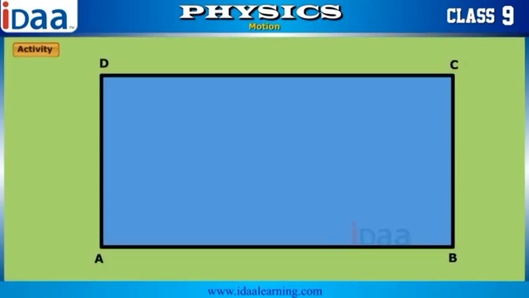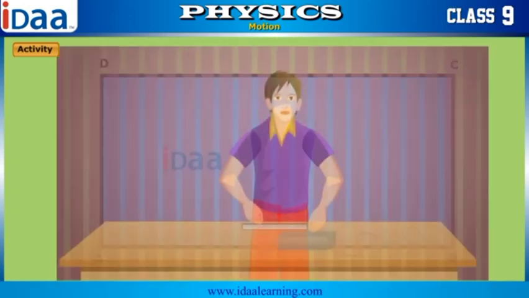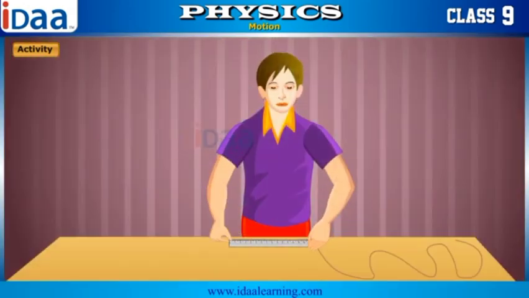For this activity, you will need a long rope and a meter scale. Choose a rectangular shaped place like a tennis court. Move from one corner to the other along the sides. Take the rope along with you when you are moving. After moving to the other end, use the meter scale to measure the length of the rope. This will give the total distance traveled.